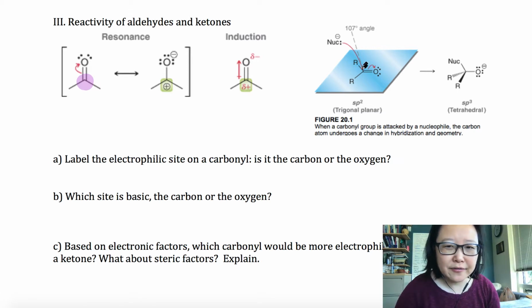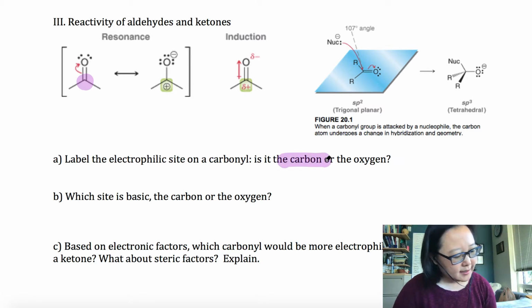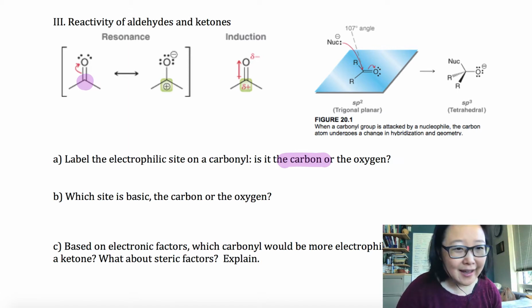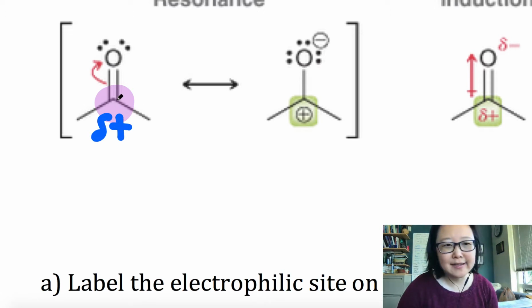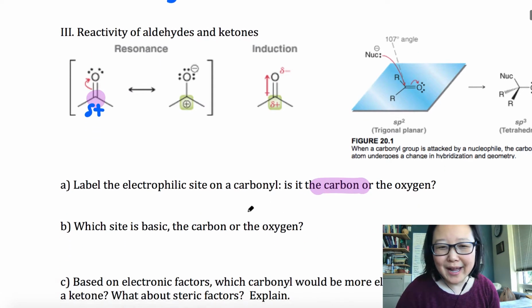This electrophilic site is where the nucleophile attacks. The nucleophile is electron rich, and the electrophilic site is electron poor. So that would be the carbon. Whenever you see a carbonyl from now on, I want you to draw that it's partial positive right here at this carbon. That will help you remember what happens next.